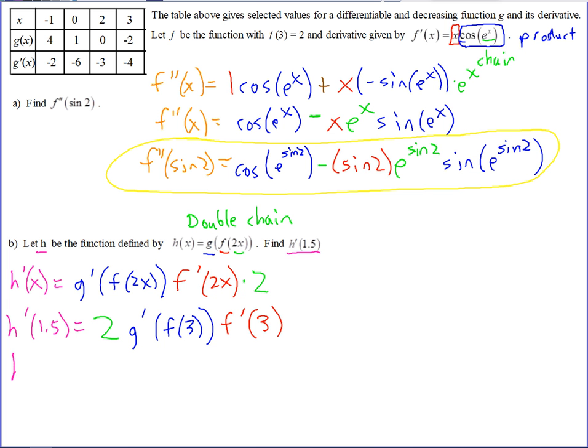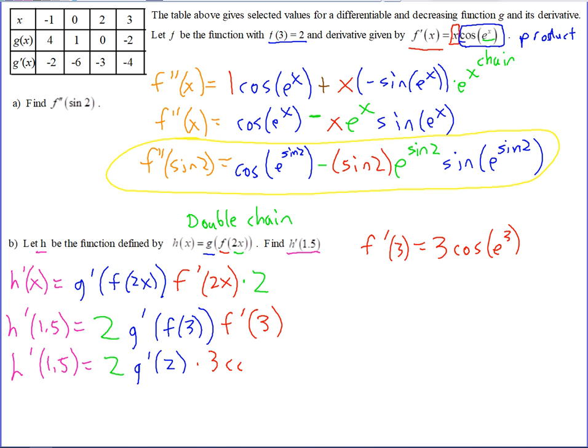And let's keep simplifying. So h prime of 1.5 equals 2 times g prime of f of 3, and they give you right here that f of 3 is 2. And f prime of 3, well, we have f prime of x, so we can figure that out off to the side using the function they give us right here. So f prime of 3 would equal 3 right here times cosine of e to the third. So that's what we'll put in right here.